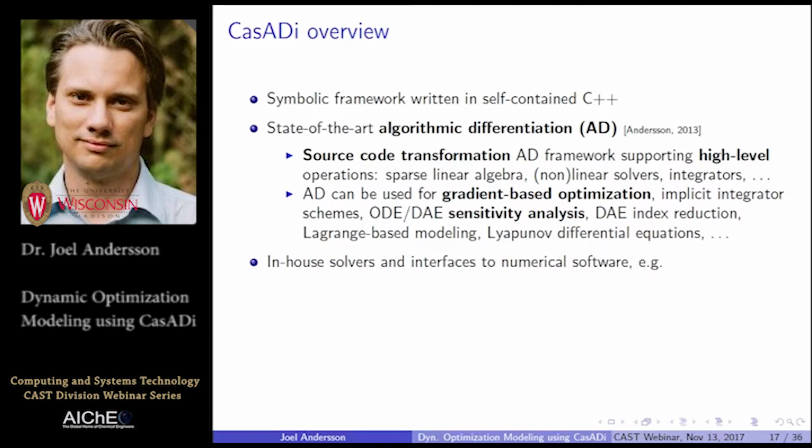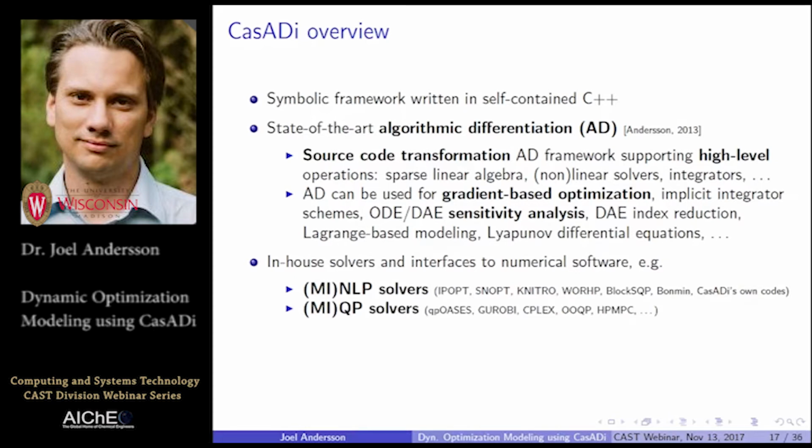And around this core, we have, just like modeling frameworks you're maybe familiar with, like AMPL or GAMS or Julia JuMP, a set of interfaces to nonlinear solvers, or to other numerical solvers. And this includes NLP solvers, some of them supporting discrete variables. We have interfaces to convex solvers, in particular QP solvers, and we have interfaces to some solvers for initial value problems in ordinary or differential algebraic equations.